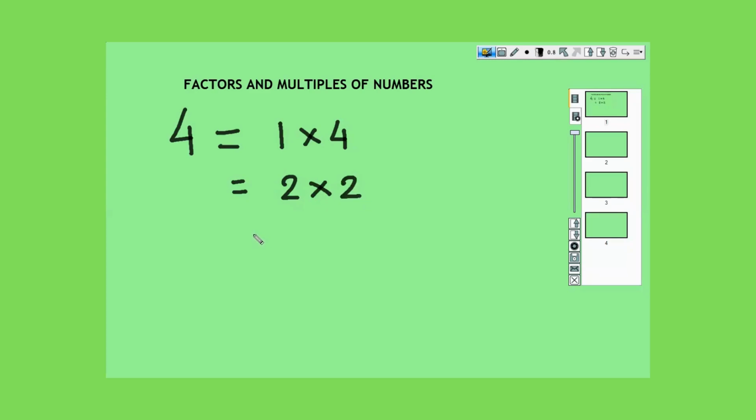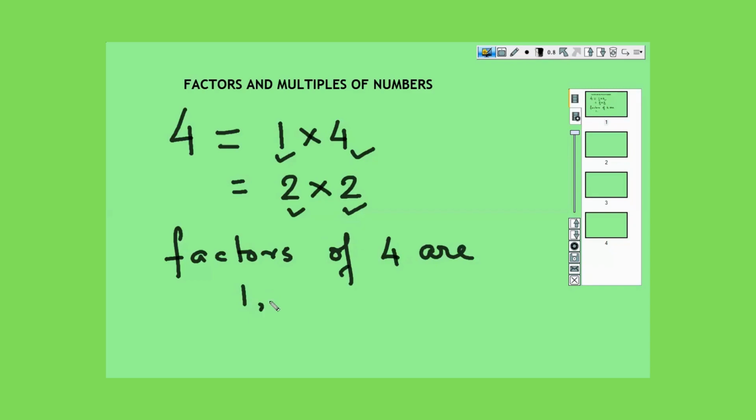That means if I multiply two numbers and I get another number, and in this case, if I multiply a 1 and a 4, or if I multiply 2 with 2, that means these numbers that you see over here, 1, 2, and 4, are the factors of 4. So I write down factors of 4 are 1, 2, and 4. Since 2 is repeated twice, we don't need to write down 2 two times. Is this clear about the factors?